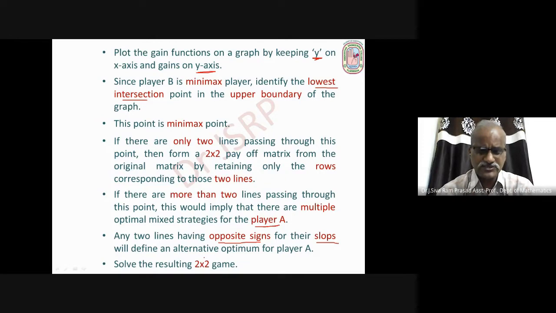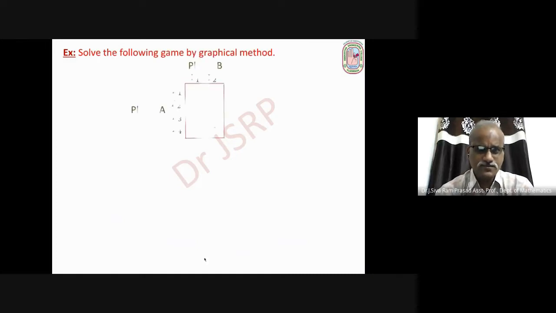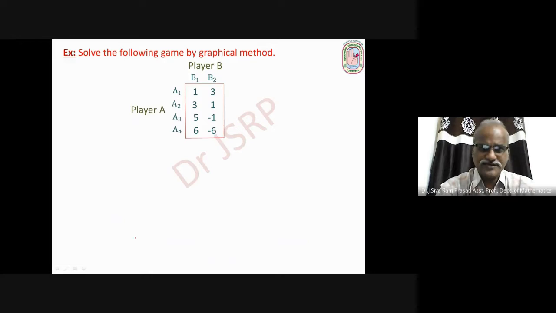This is similar to 2 by n game. Consider the example. Solve the following game by graphical method. So this is a 4 by 2 game, since player A has 4 strategies and player B has only 2 strategies.